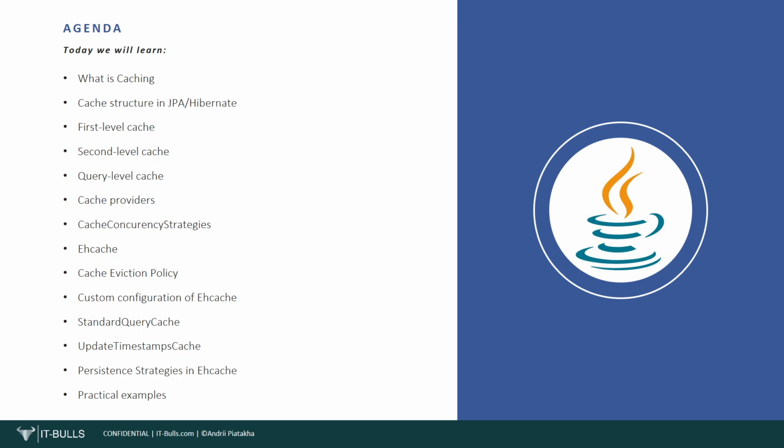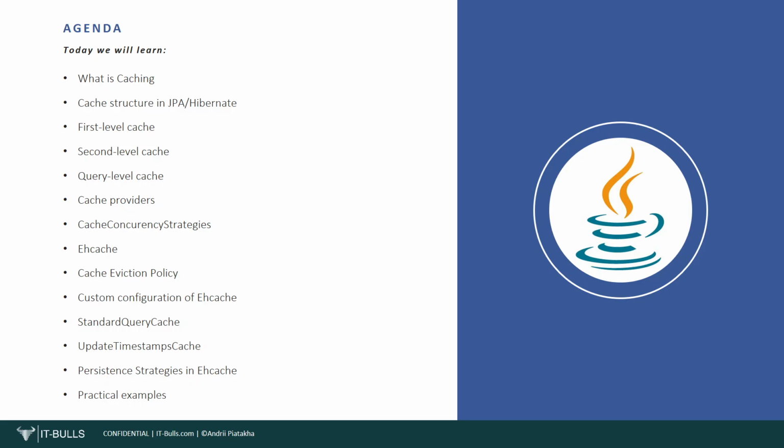We'll learn what first level cache is, what a second level cache is, and what query level cache is. In the lesson we'll discuss different cache providers, but in our practical examples we are going to focus our attention on the most popular cache provider that is used with Hibernate in most cases. I am talking about Ehcache. Also, we are going to have a lot of practical examples and demos today.